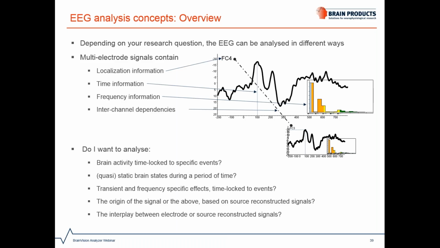Is the effect time-locked to an event, or is it rather static, represented by the brain state? Do I expect transient changes in specific frequency bands? Do I need an estimation of the source of the activity to answer my research question? Or do I want to look at the brain as a network and measure functional relations between locations?